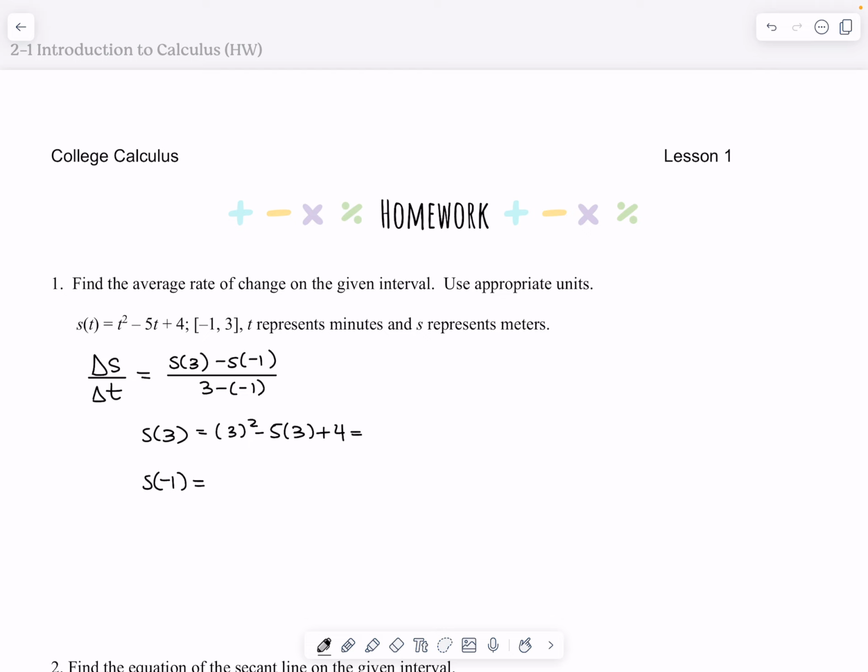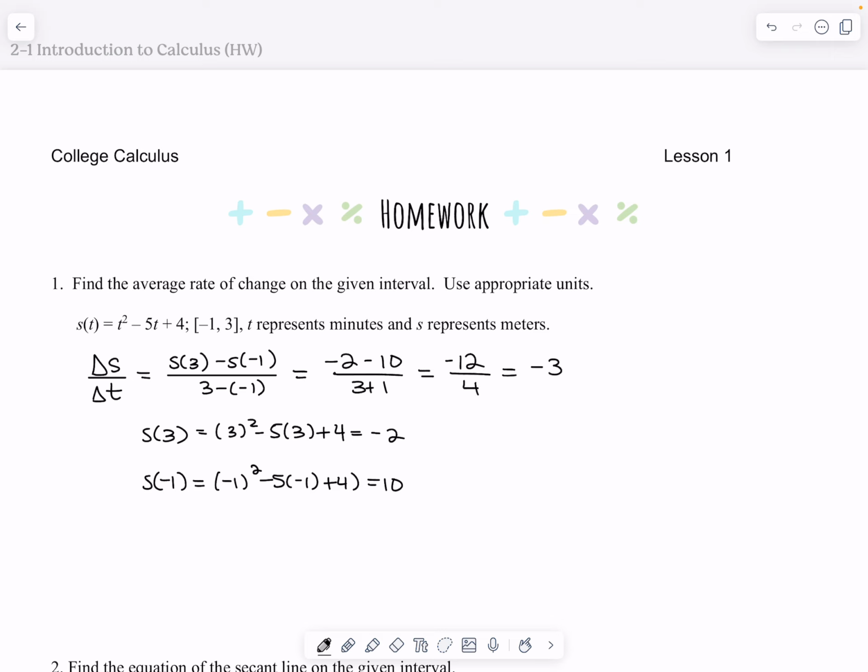If you plug 3 in for T, you should get -2. If I plug -1 in for T, I should get 10. So if I take -2 minus 10 over 3 minus -1, which is really 3 plus 1, I get -12 over 4, which is -3.